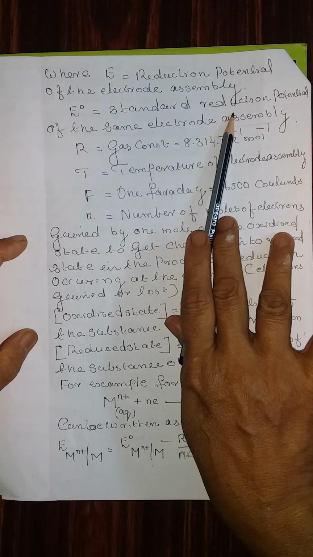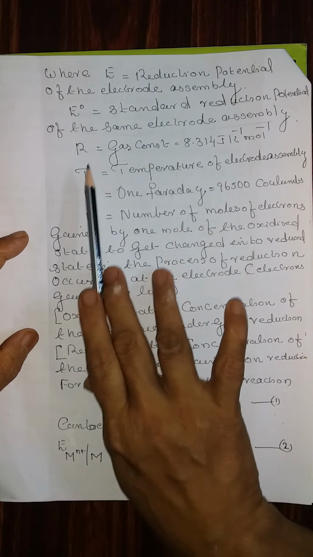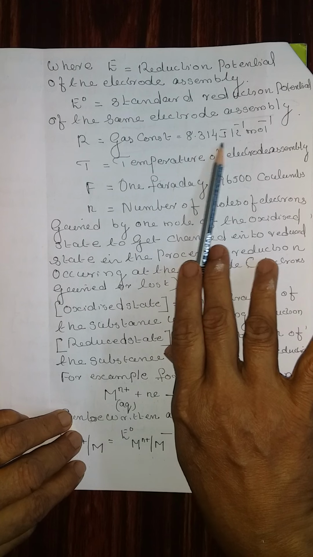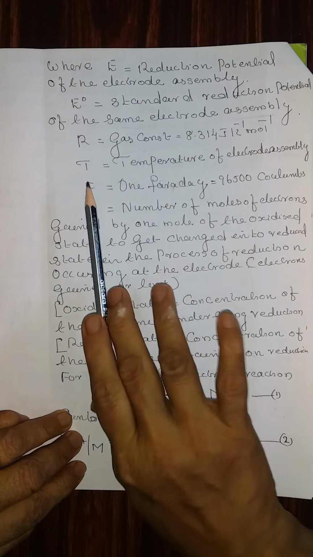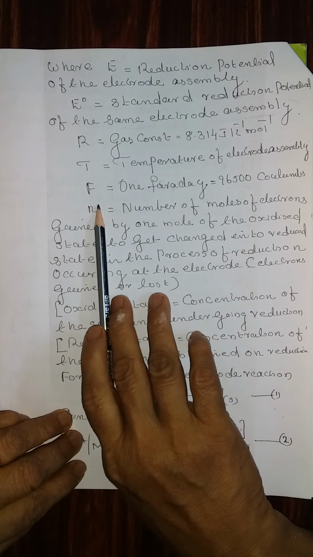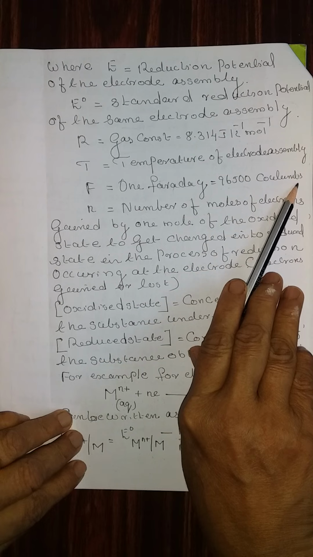E0 is equal to the standard reduction potential of the same electrode assembly. R is equal to the gas constant, 8.314 joules per Kelvin per mole. T is equal to the temperature of the electrode assembly. F is equal to 1 Faraday, that is 96,500 coulombs.